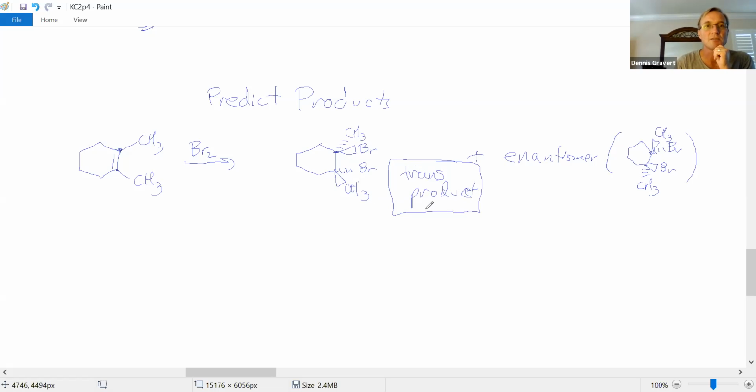And it came about through anti-addition. In the mechanism, one bromine added to the side opposite the first bromine. That's the definition of anti-addition: how the bromines add opposite to each other. And you got a trans product. Cool.